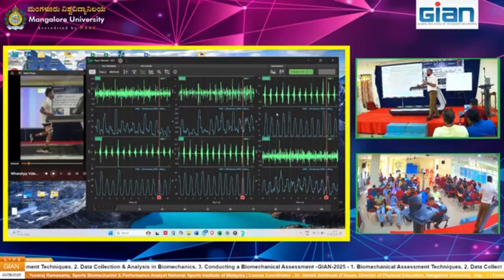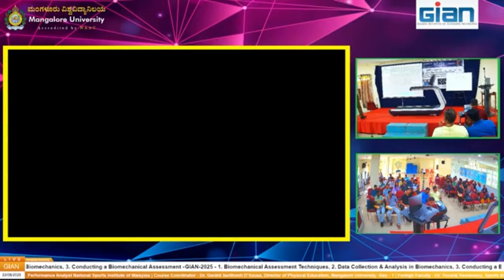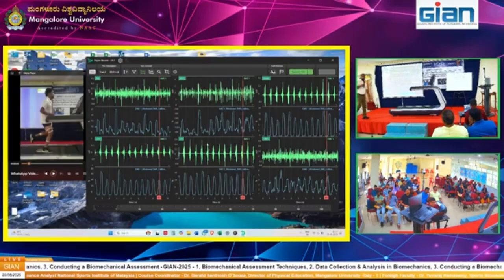If you synchronize the video and the signal, we can understand it better. Because when he's running and during this action, we can see the firing. During the swinging phase, if his tibialis is still signaling, we know what the cause is. It shouldn't be firing during this movement.